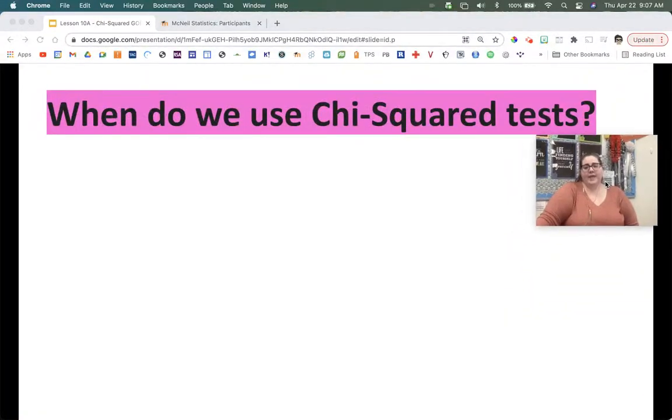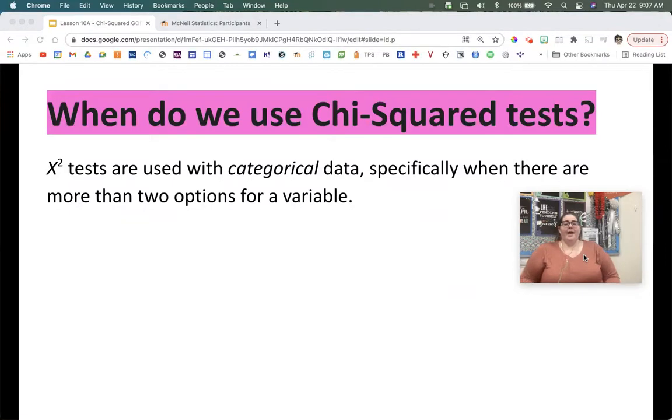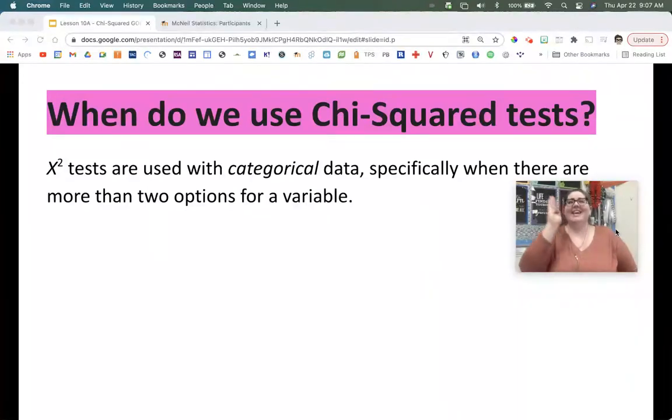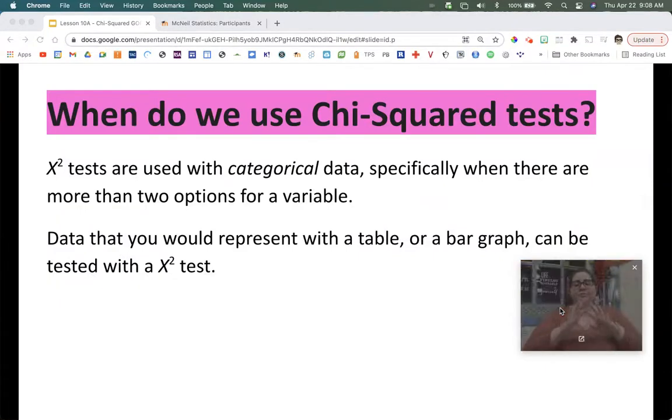So when do we use a chi-squared test? Chi-squared tests are used, like I said, with categorical data. Specifically, we use it when we have more than 2 options for a variable. So instead of just looking at it as did this thing happen or did it not happen, we might have many different options for a variable, and we're looking at the overall distribution of that variable. Data that you would represent in a table or maybe a bar graph is usually tested with a chi-square test.